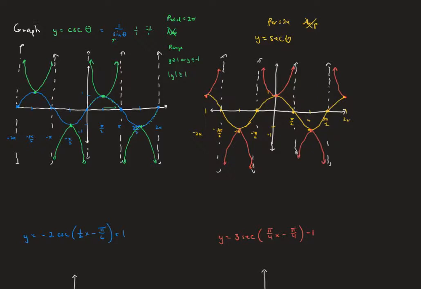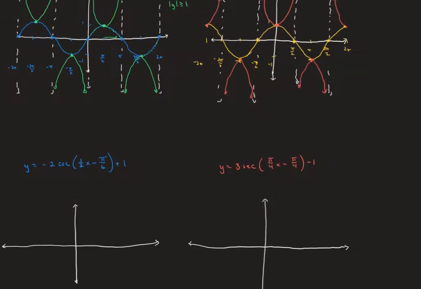And when we graph these, even when they get all the complications that we're going to see in a moment, our translations, our stretches and shrinks, and our reflections, we're going to just first graph the sine or cosine curve and then use that to get the actual secant or cosecant. So let's see what this looks like.